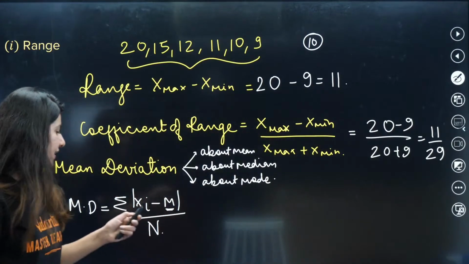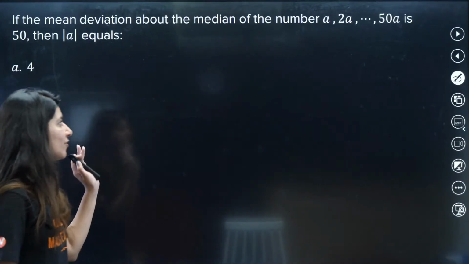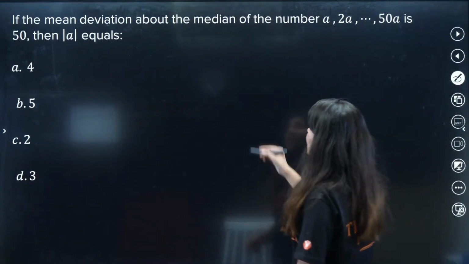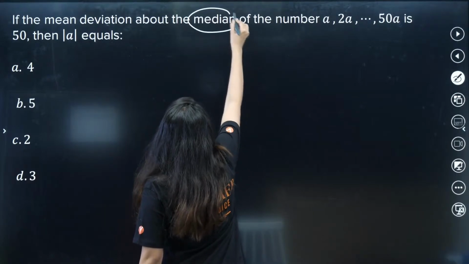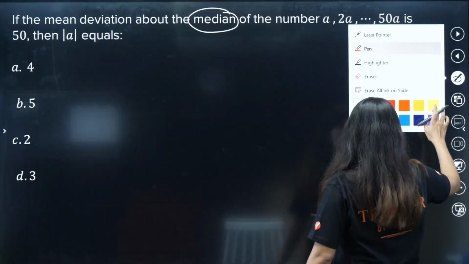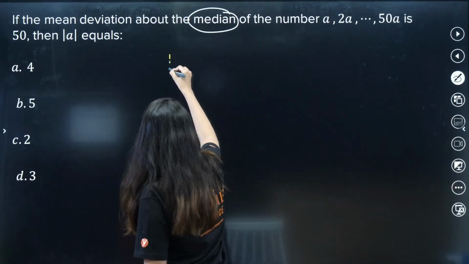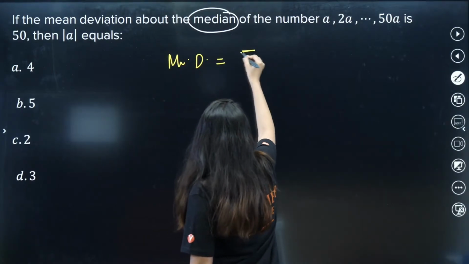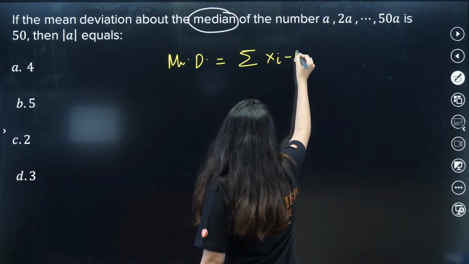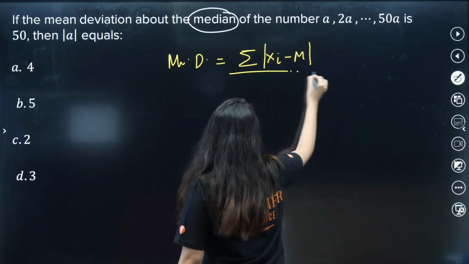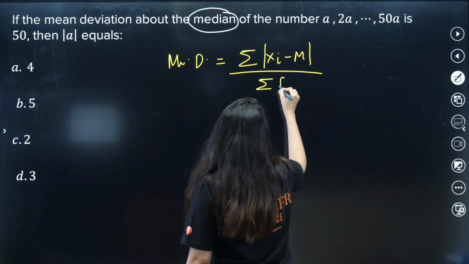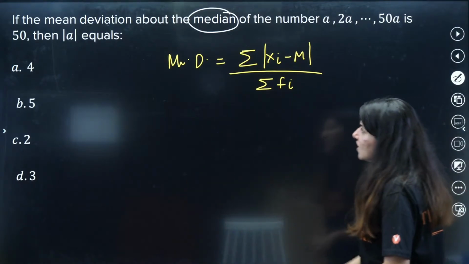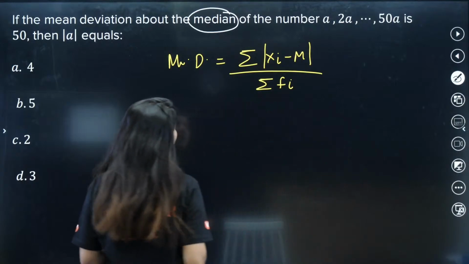Now I will explain with the help of one example. This example says mean deviation about median. This time median comes into the picture, so capital M in this formula is the median. So |xi minus M| upon sigma fi. So we need the mean deviation about the median of the numbers.